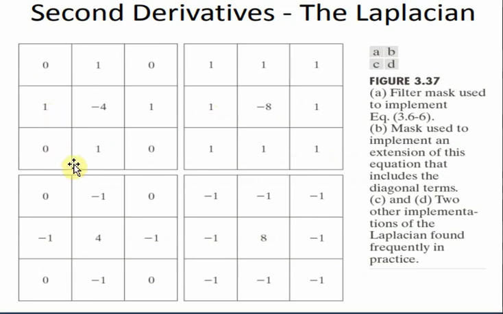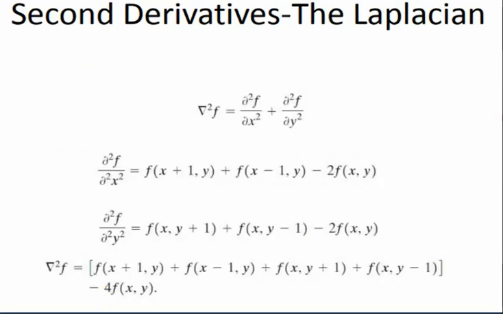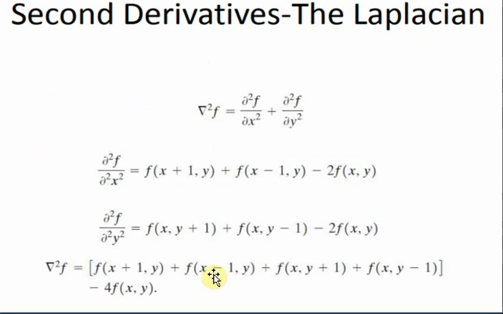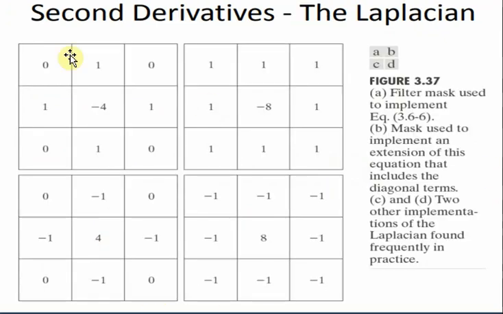Here f of x comma y is multiplied by minus 4. So the weighted coefficient at the center position is minus 4, and the 4 neighbors have the intensity 1. There are no diagonal neighbors here, so the weighted coefficients for the diagonals are 0. In this way you develop the mask based on this equation. Then do the neighborhood operation, and you get the enhanced image with the second order derivative operation.